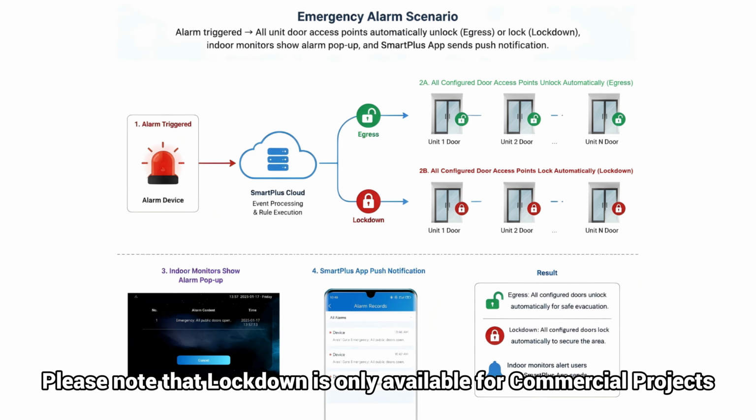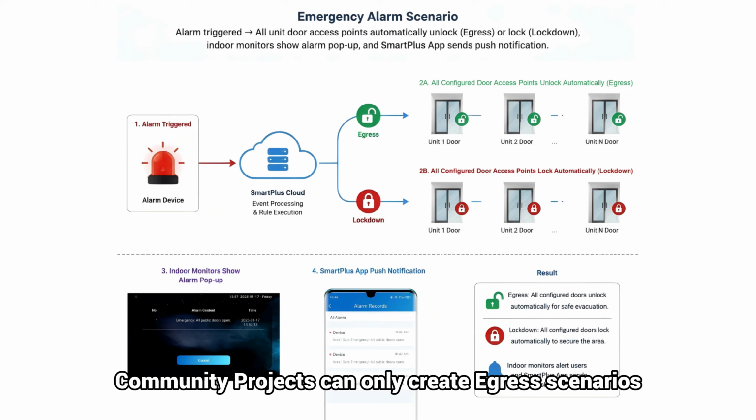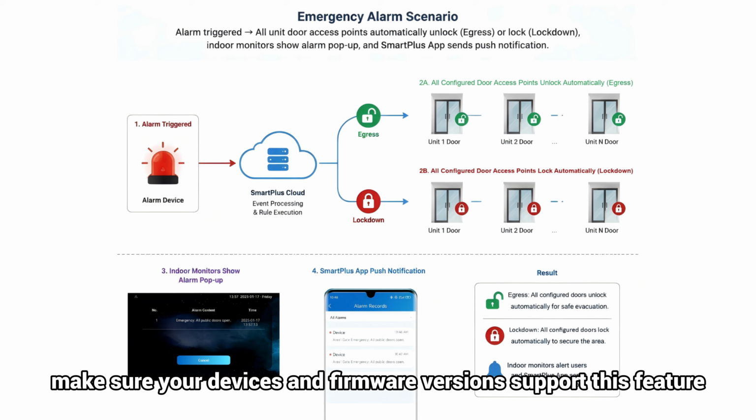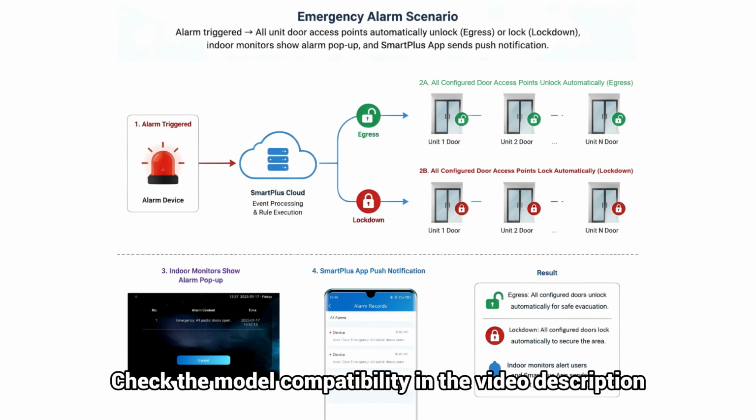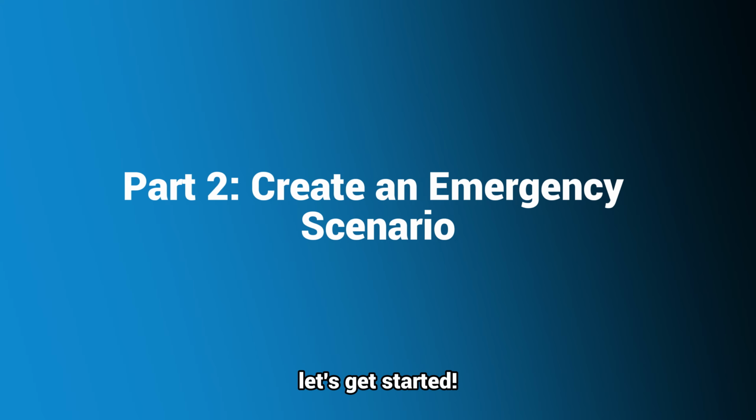Please note that lockdown is only available for commercial projects. Community projects can only create egress scenarios. Before setting this up, make sure your devices and firmware versions support this feature. Check the model compatibility in the video description. With the requirements confirmed, let's get started.